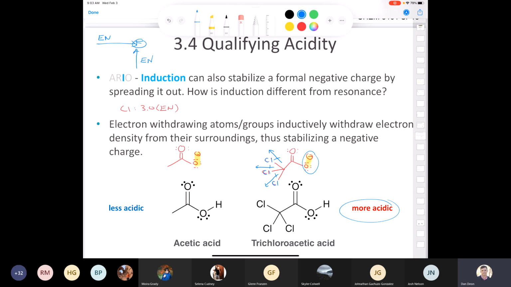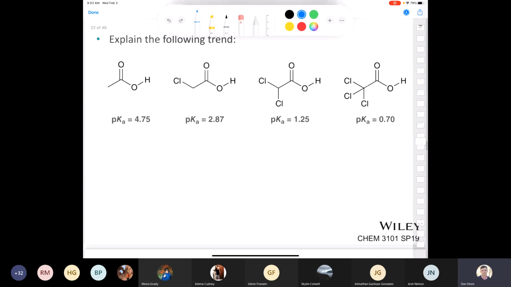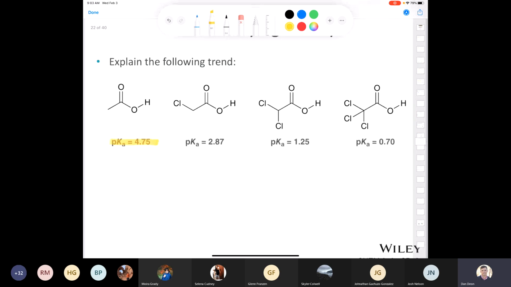But what would be the effect if, instead of three chlorines, I only had one chlorine? Well, let's take a look. If you go from acetic acid and add one chlorine, you see that the pKa drops because the chlorine has a dipole. It sucks electron density away from the negative charge. The conjugate bases aren't drawn here, but you have to imagine it. If we add more chlorines, it just sucks more and more electron density away. And so the more electron withdrawing groups you have that can stabilize that negative charge, the more acidic it becomes.